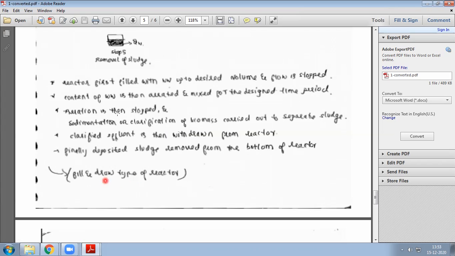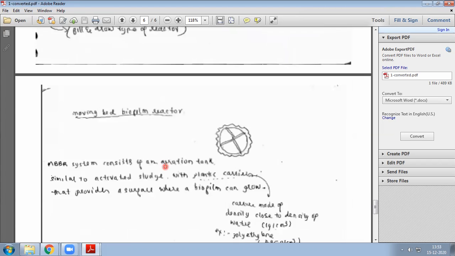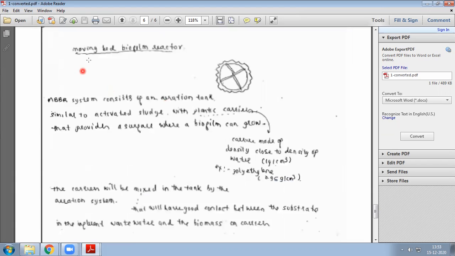So it is a fill and draw type reactor. This means you have to fill it, then wait for it, then start your process. Once the whole process finishes, again you have to draw it off, and again you fill it. So that is the fill and draw type of reactor. Okay. So you have one more thing, the moving bed biofilm reactor. This is also used in some places, but it's a very costly process.